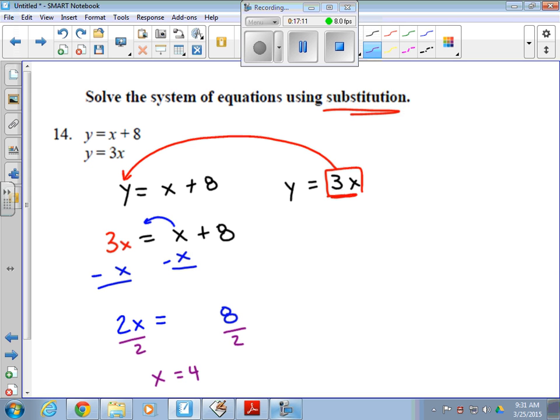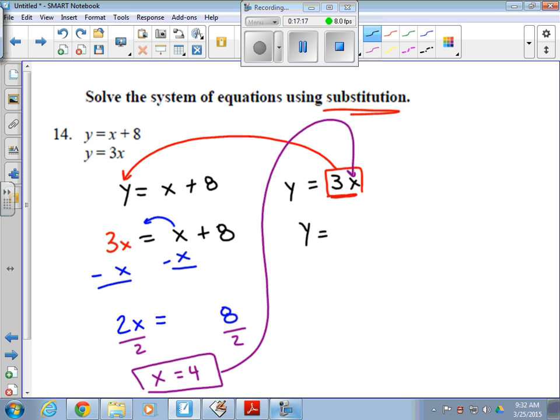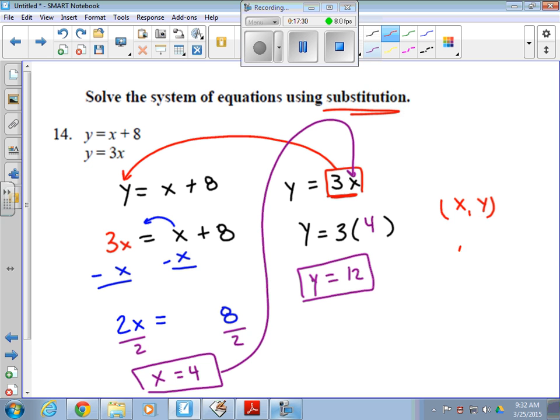X's value is 4. You have x's value, plug it back in place of x. Y equals 3 times our new value for x, which is 4. Y equals 12. We have x comma y. We have both of them. So x comma y, 4, 12 is your solution.